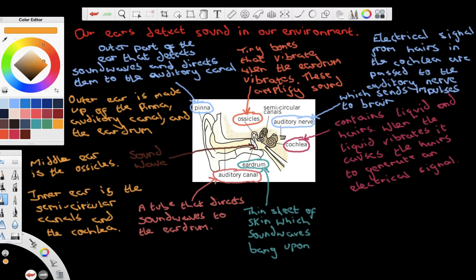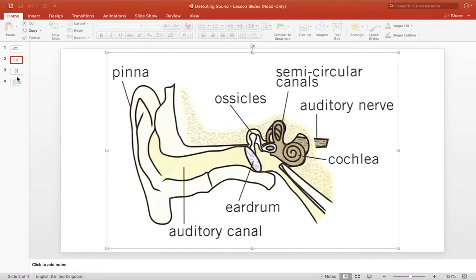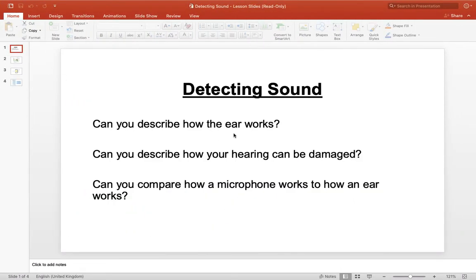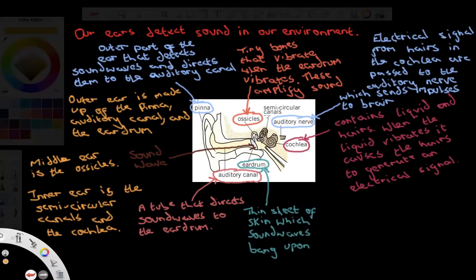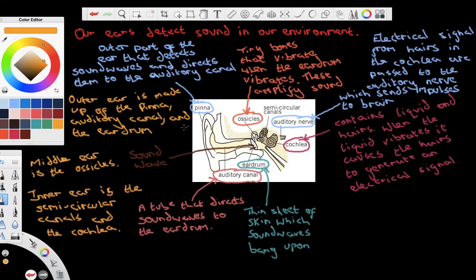So if we have a look back at our learning objectives, you should now be able to tell me how the ear works. You need to know what all these parts do and where they're found. You need to be able to tell me how these bring about sound. If you're not sure about that, start the video again, or do your own research. Have a look on YouTube, have a look in textbooks, see what you can find online. There's lots of activities that you can use to do that.